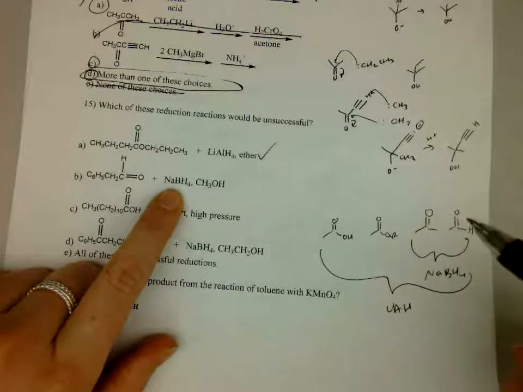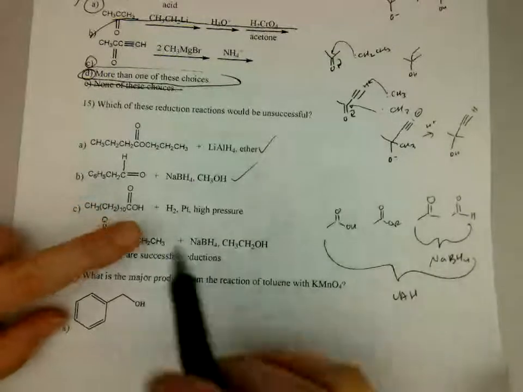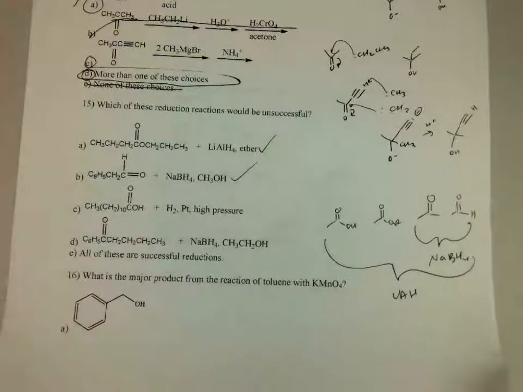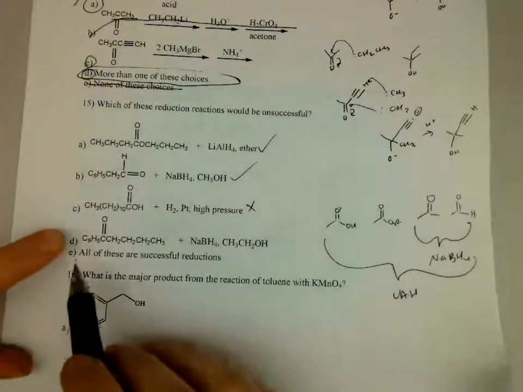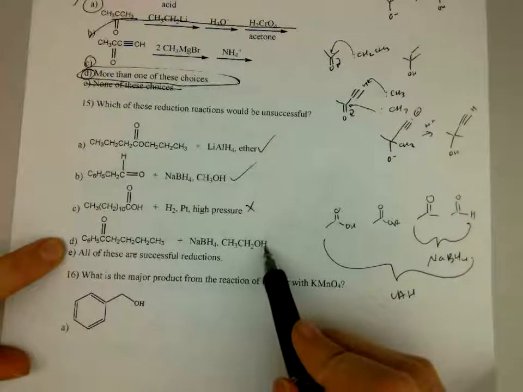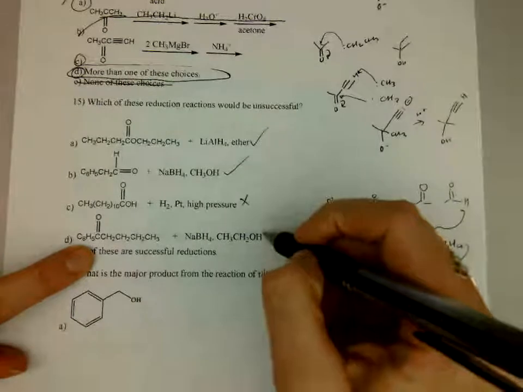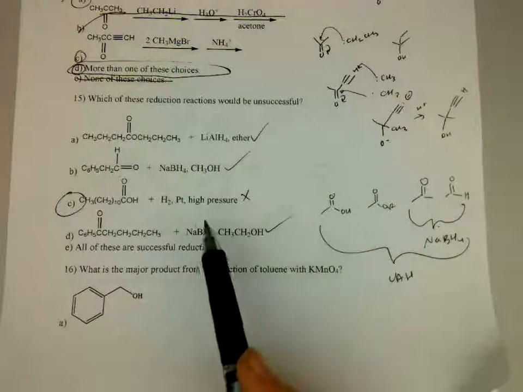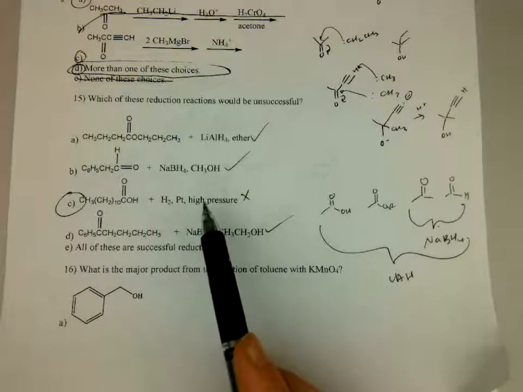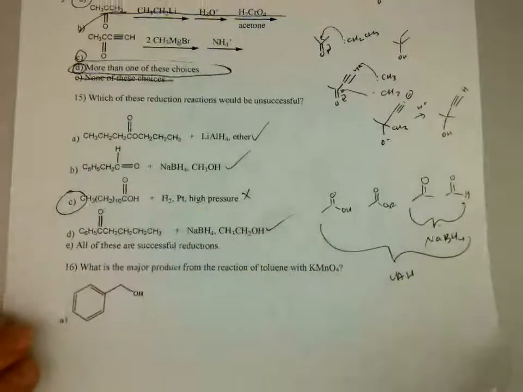NaBH4 with an aldehyde, that works. H2 with platinum, maybe with high pressure, but I'm going to think that probably won't work, and that's probably our answer. And then D, NaBH4 with a ketone, that works. So I always draw that out, so I think answer choice C is our right one. You could maybe force this if you had really high pressure, but I don't think I've seen that, so I think this would be your right answer.